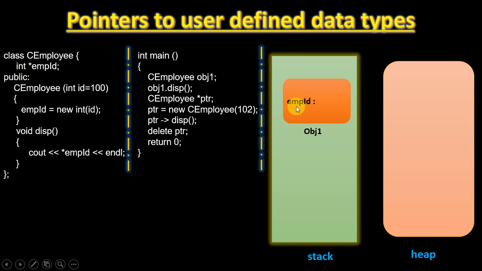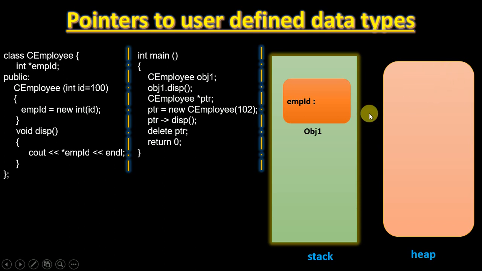Once the memory is allocated, the very next step is constructor calling. So what is there in the constructor? CEmployee int id. Am I passing any values? No, I am not passing any values, so the id value is 100. Now what will happen is emp id equals new int id. This is a pointer, and for this pointer I am allocating memory in the heap segment.